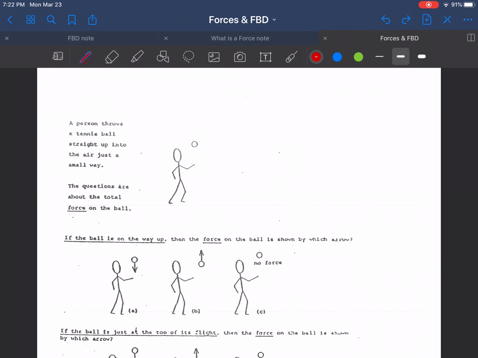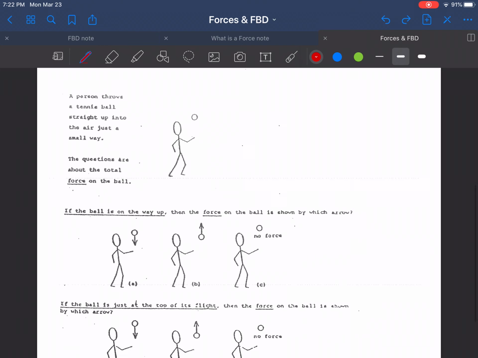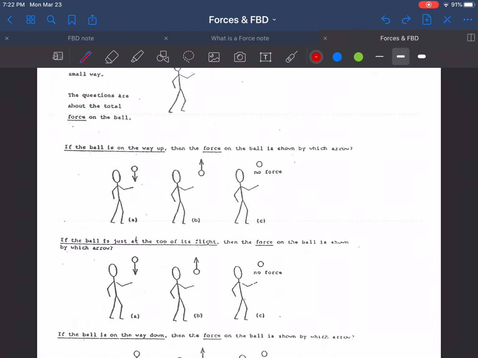A person throws a tennis ball straight up into the air, just a small way. The questions are about the total force on the ball. If the ball is on its way up, then the force on the ball will be shown by which arrow? Well, we're assuming the ball has left the person's hand. All right, so the hand is no longer in contact with the ball. So the ball is just in the air by itself.